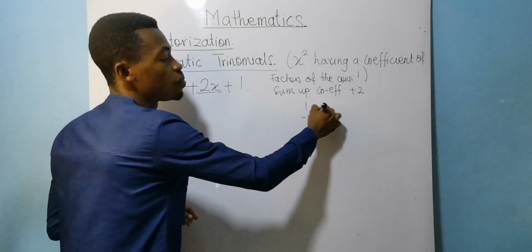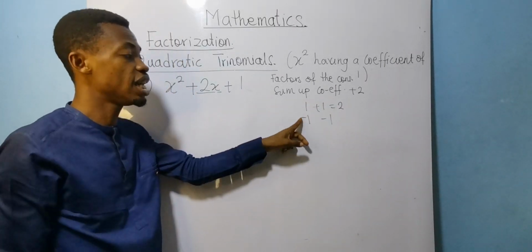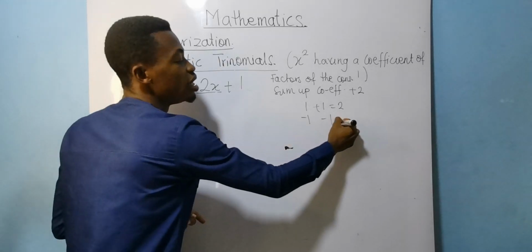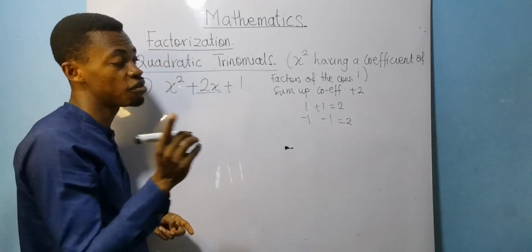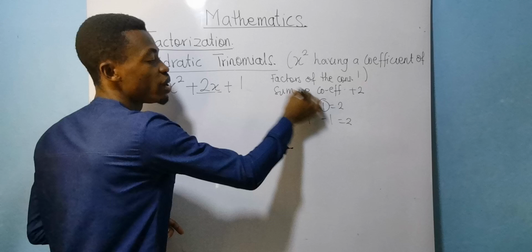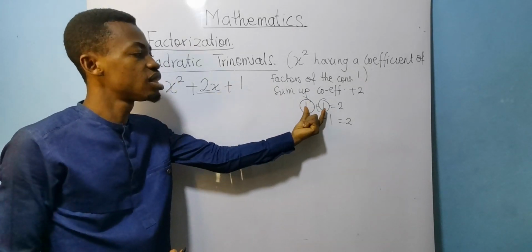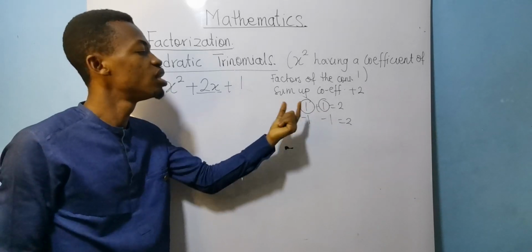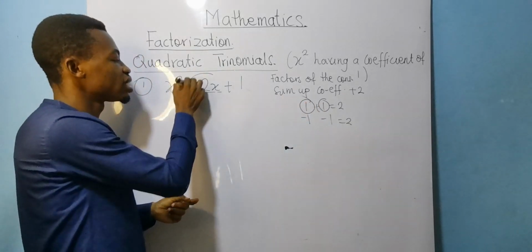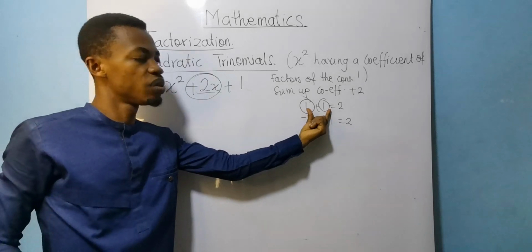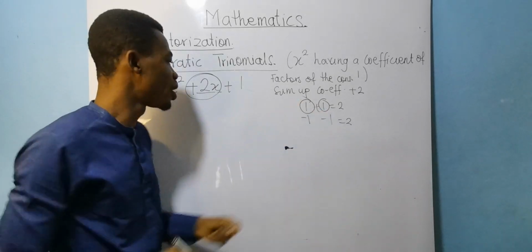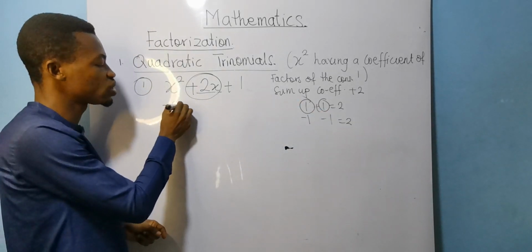So let's see, 1 plus 1 is 2. Negative 1 plus negative 1 is negative 2. So therefore, we are going to work with this pair. Now, since we've obtained the factors, we are going to replace our second term with this. Okay, so this is going to give us x squared.